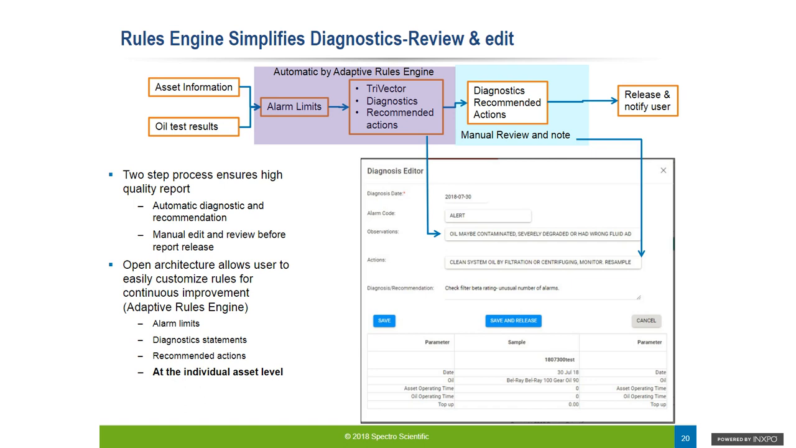And again, you can accept or reject and delete the system-generated text and manually enter your own, with the idea being that over time, you'll be able to take your recommendations and diagnostics, enter them into the software, and have those flagged for that particular asset, for that particular set of assets. So that really is what makes the open architecture allow for an easily customizable, adaptive rules engine.